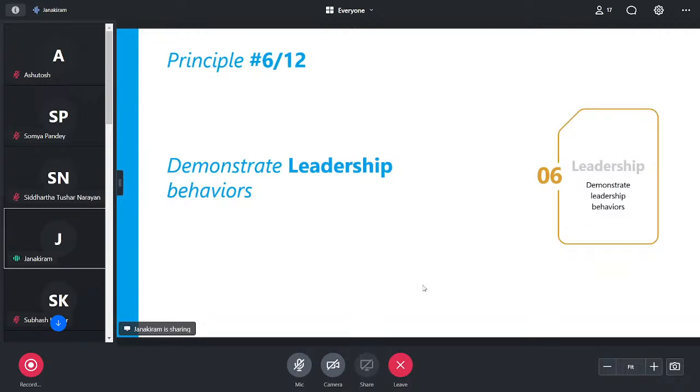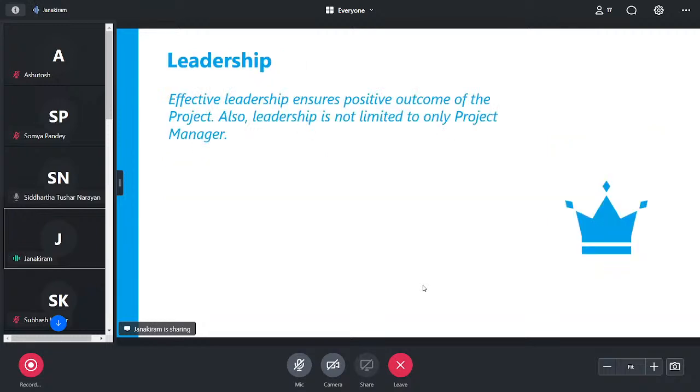So that's the fifth principle. Now, the sixth principle is demonstrate leadership behaviors, right? This applies to the project manager primarily, but doesn't limit to him. Leadership is not only limited to a project manager. Effective leadership ensures positive outcome of the project. It can vary from anything, right? It can deal with applying emotional intelligence as a project manager. It can also deal with leadership styles, right?